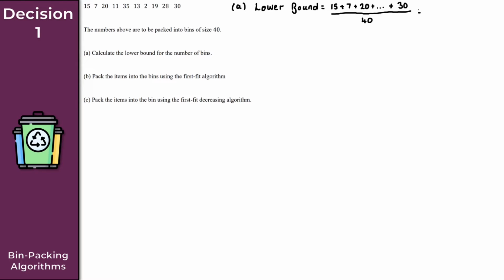And if you evaluate this correctly, what you should find is we get 4.5. So in that case, the lower bound for the number of bins required is 5. We need 5 bins at a minimum. So 5 bins are required.